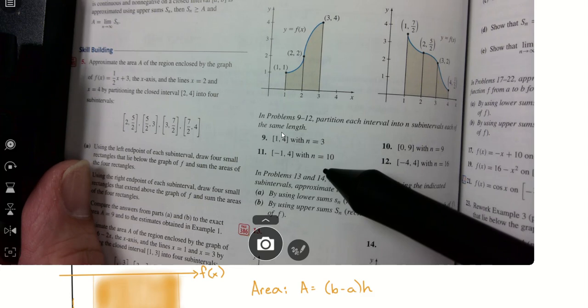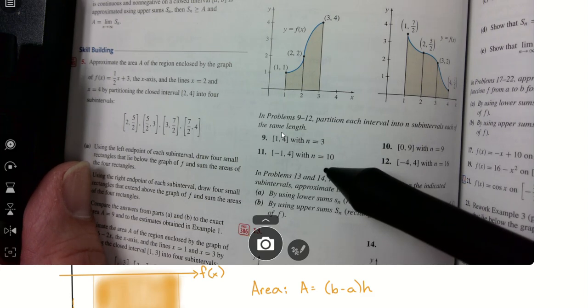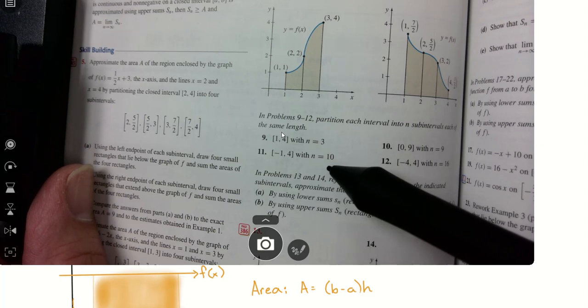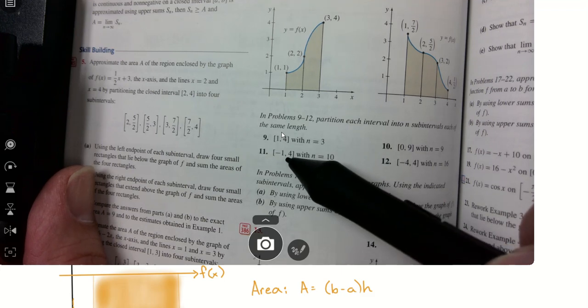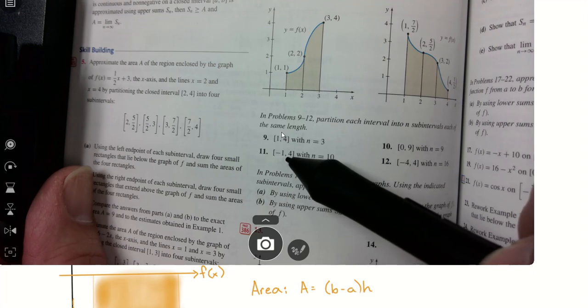Number 11. How wide is each interval? Are you sure? 1/2? I think so. B minus A over n is 1/2. Cool. What would the first interval be, just to check, if each one is 1/2 wide? -1 to where? -0.5. And then -0.5 to 0, and 0 to 0.5, and so forth and so on.